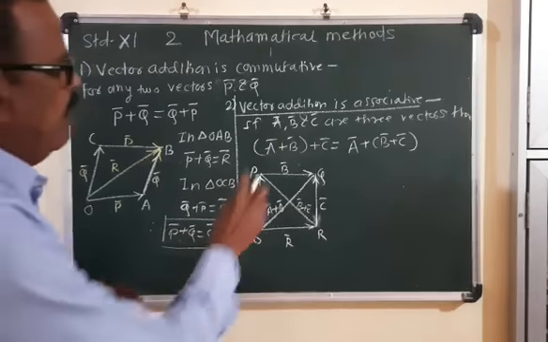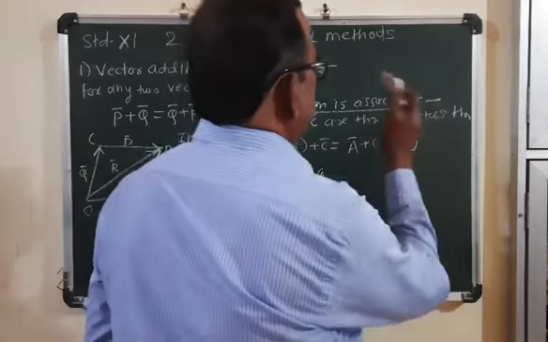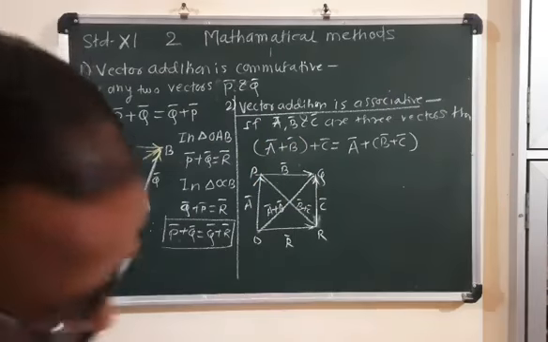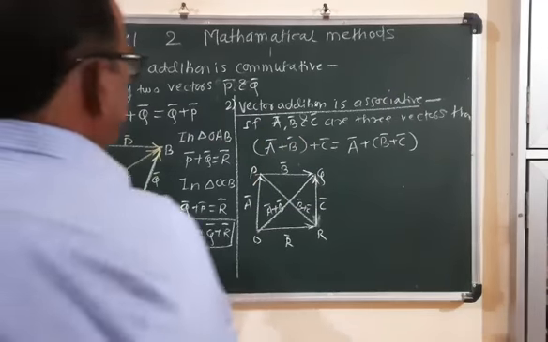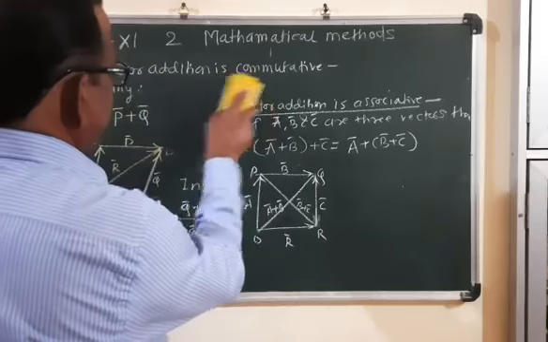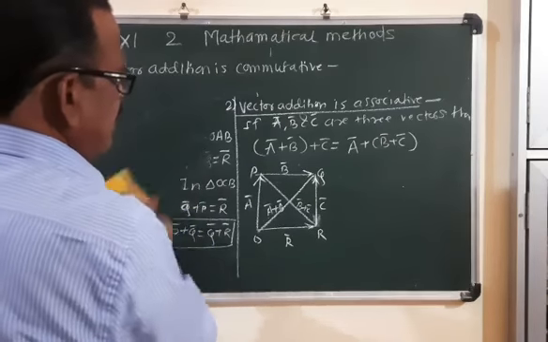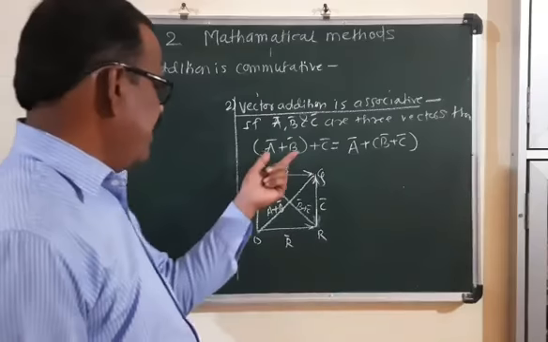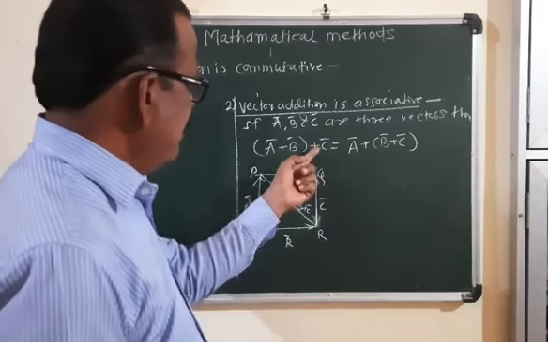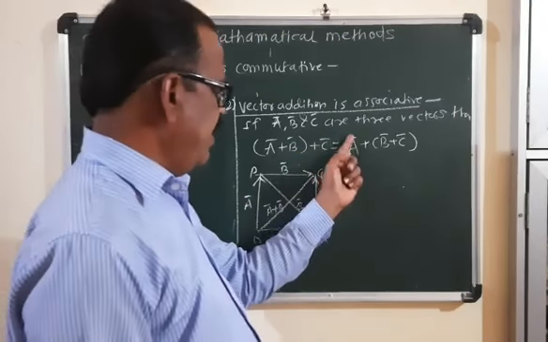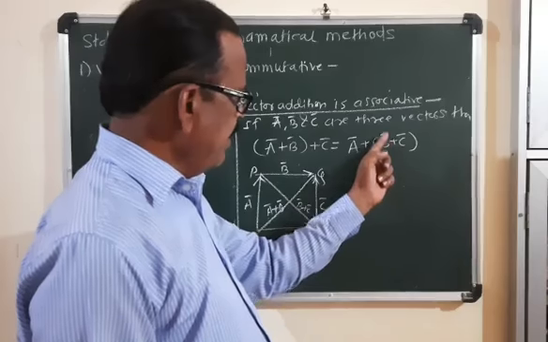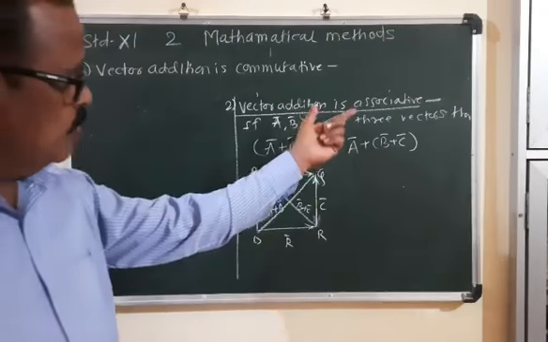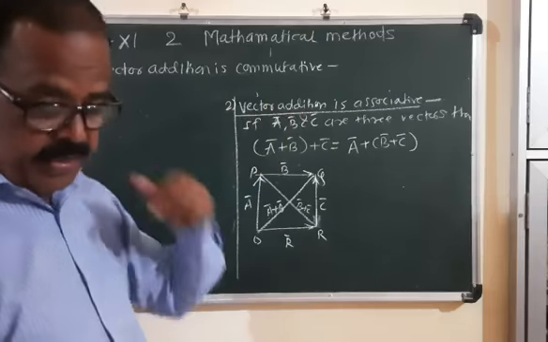Next, vector addition is associative. In this case, we have to consider three vectors a bar, b bar and c bar. These are the three vectors. Then we can write, in bracket, a bar plus b bar, plus c bar is equal to a bar plus, in bracket, b bar plus c bar. This is called the associative law of vector addition.